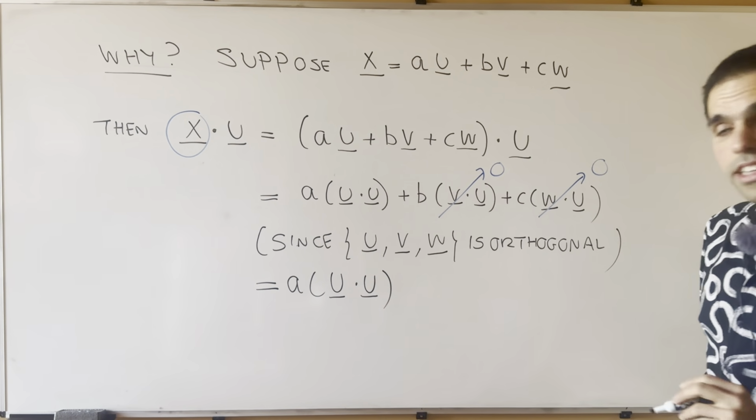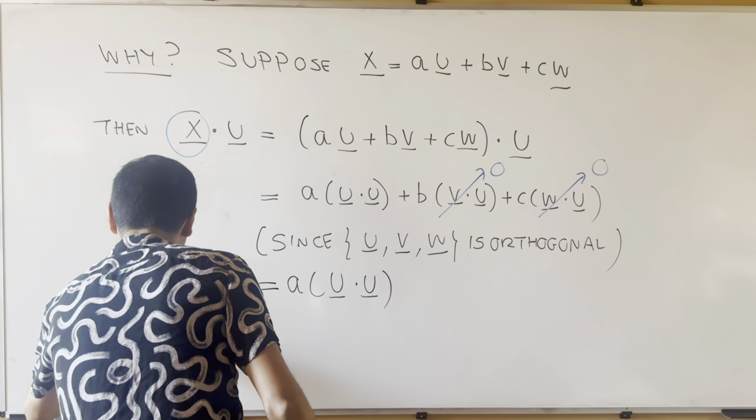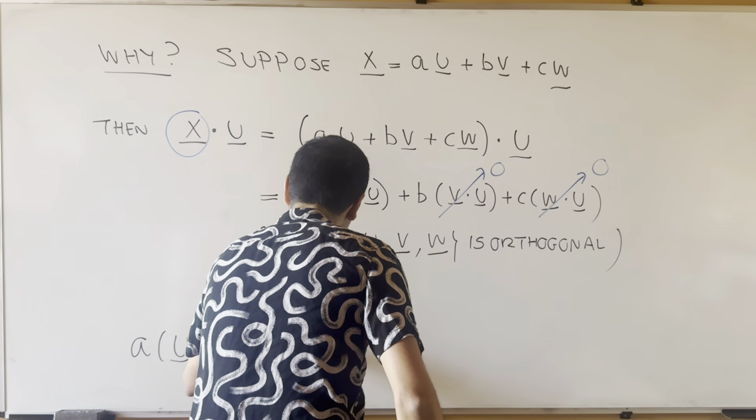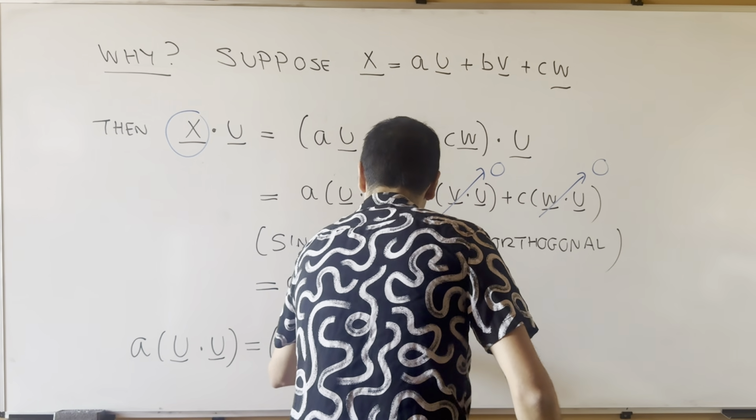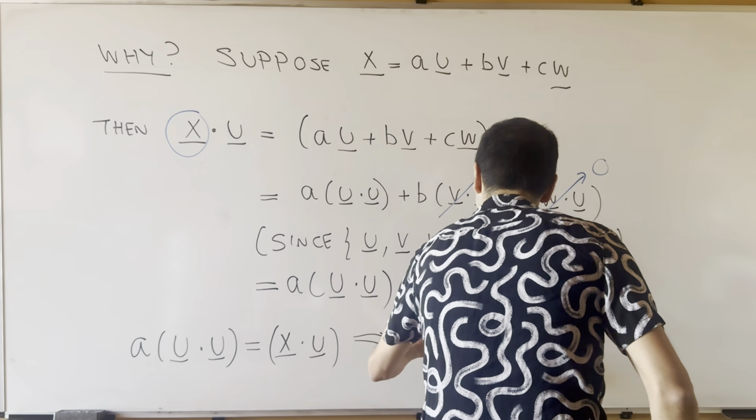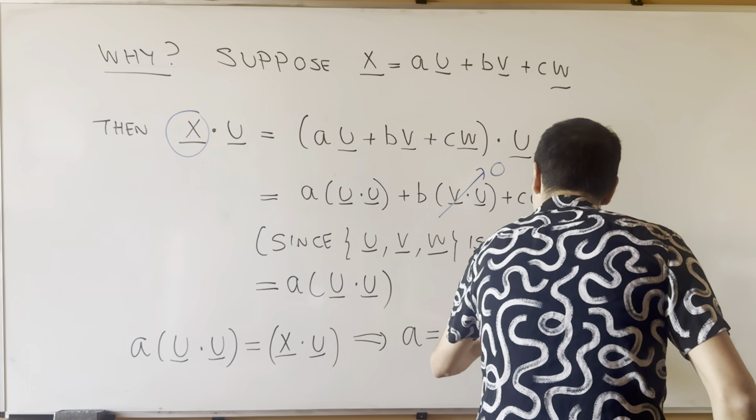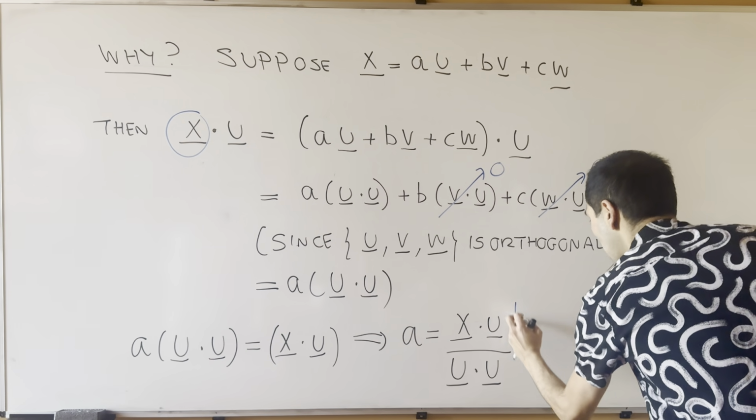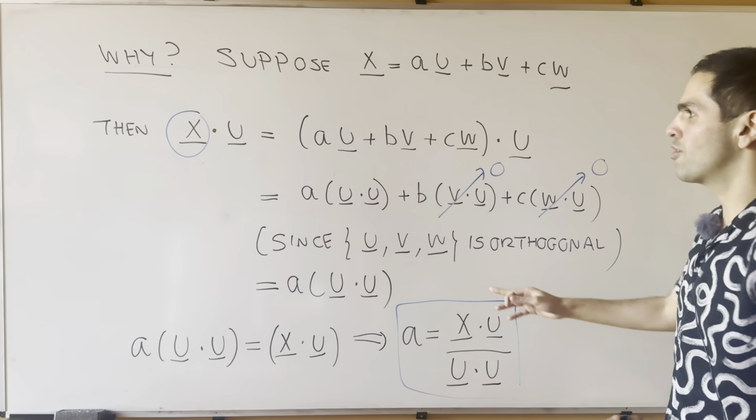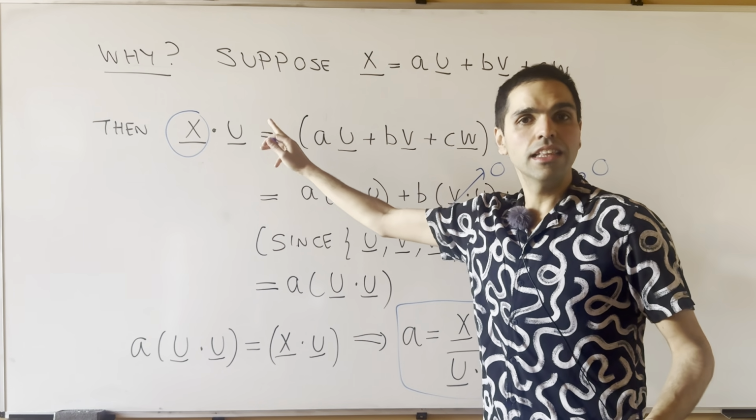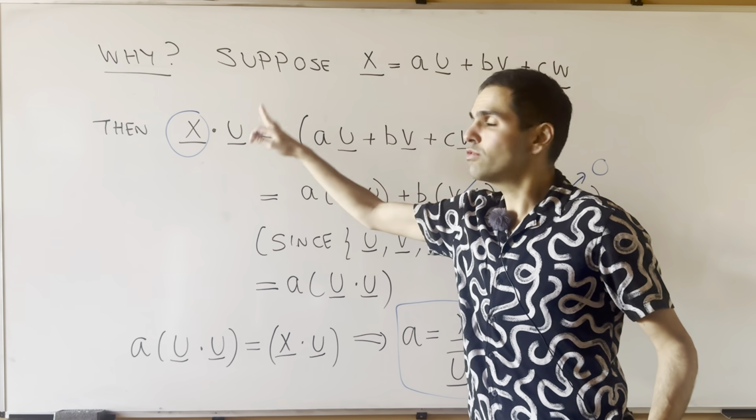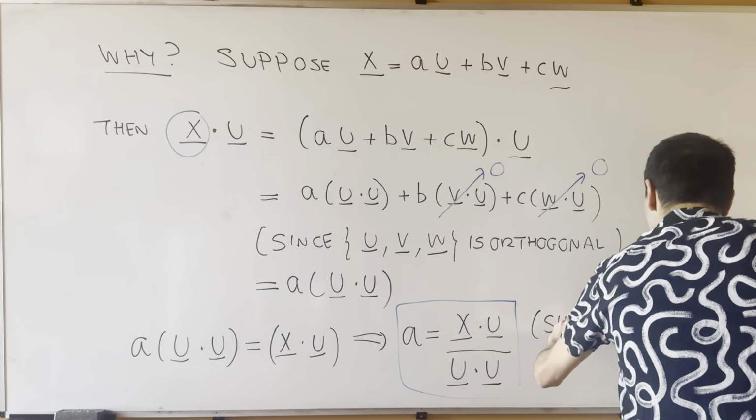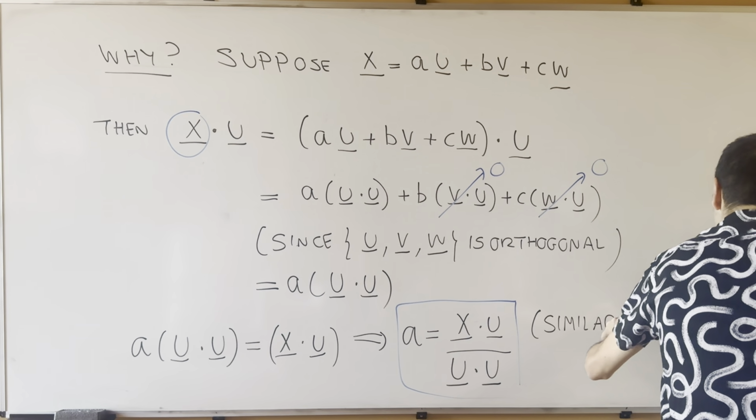And so reading this from right to left, so Persian style, we have a u dotted with u equals x dotted with u. And then last but not least, we get a is x dotted with u over u dotted with u. So you see, we have the formula for a, and of course, similarly for b and c, if you hug x with v and hug x with w.